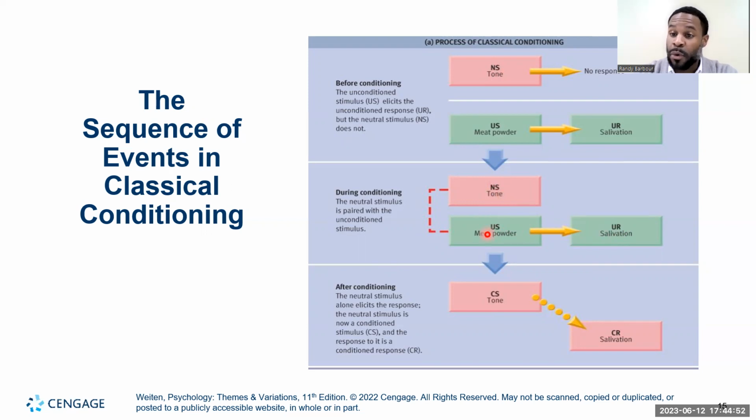When you pair those two things over the course of time, then there becomes a conditioning. Right. So now when you hear the tone, you don't have to be presented with the meat powder, but they salivate at the mouth. So that neutral stimulus alone can then elicit that response. So now you have what we call a conditioned stimulus and a conditioned response.